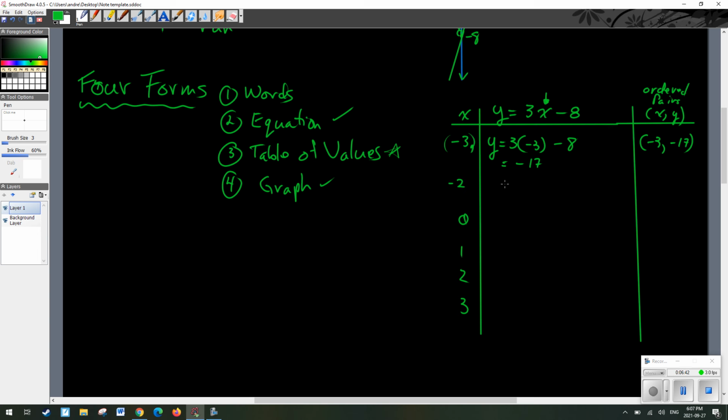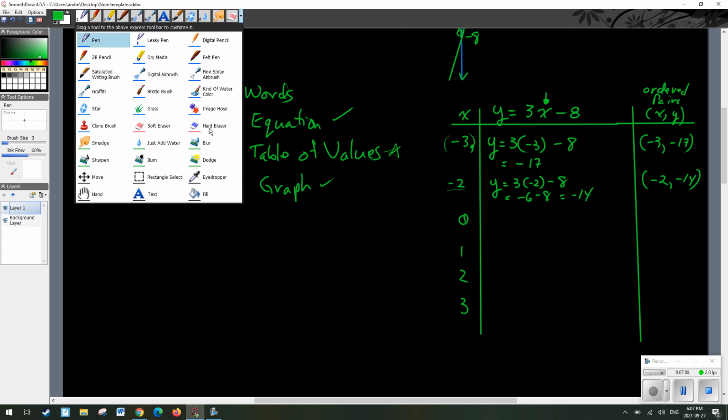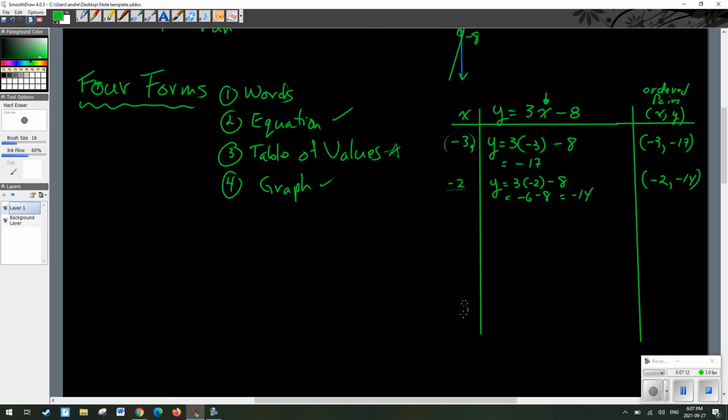Okay, and we do it again. I'll do it for -2 now. So we have y equals 3, and I'm going to substitute that value of -2 in, minus 8. All I've done is replace this x with this value right here. So we're going to have 3 times -2 is -6, minus 8, which is -14. So another ordered pair is -2, -14. And then we could do it for -1 as well. -1 is going to be y equals 3 times -1 minus 8. That's -3 minus 8, which is -11. So this ordered pair is -1, -11.